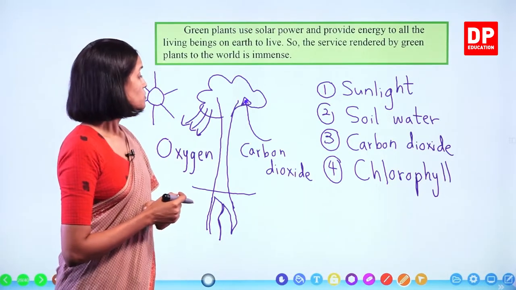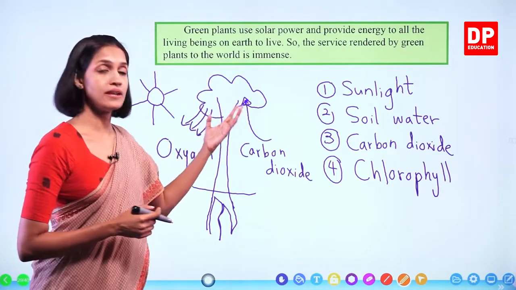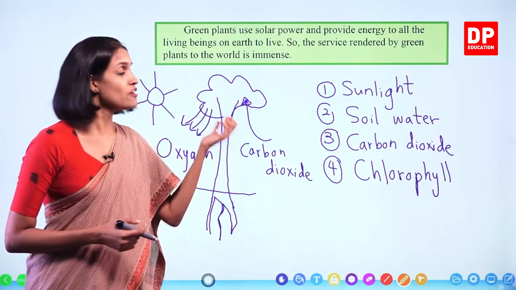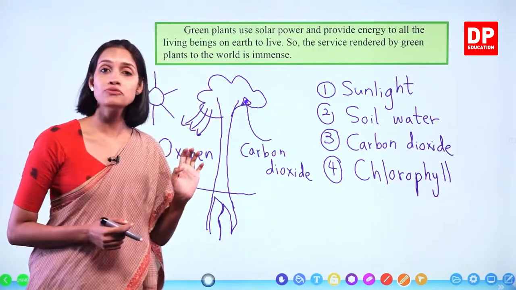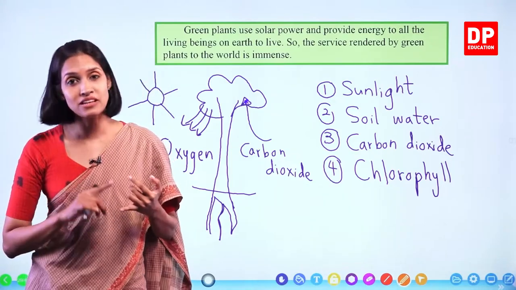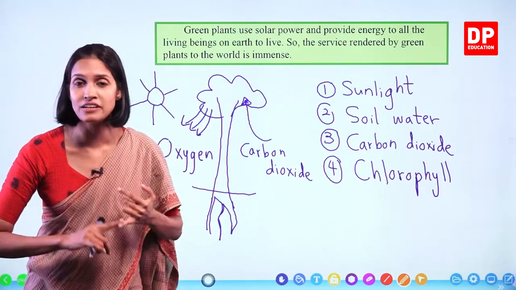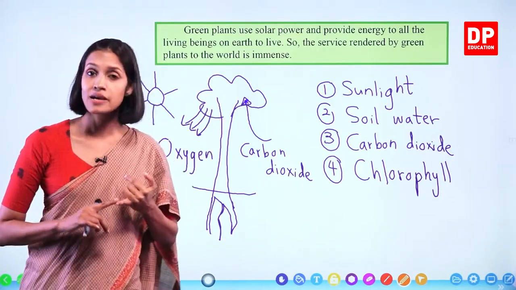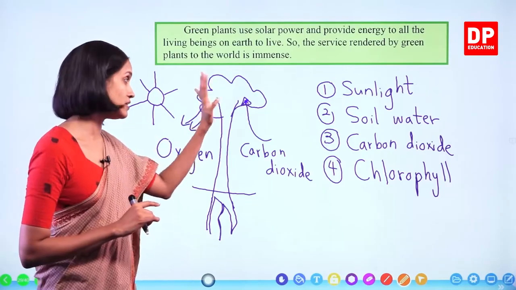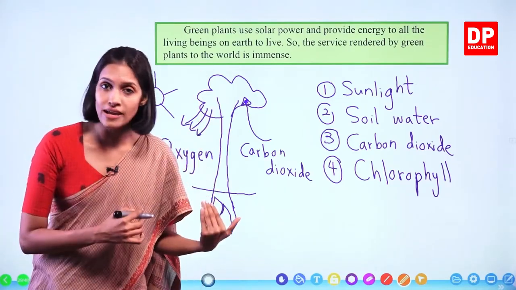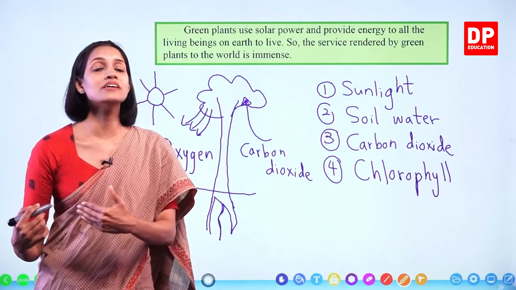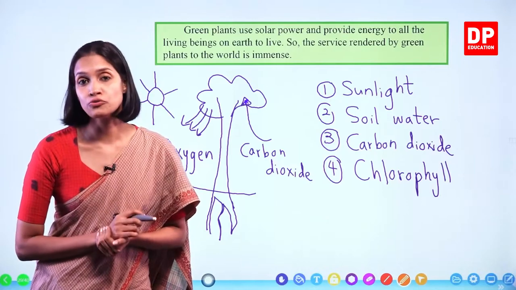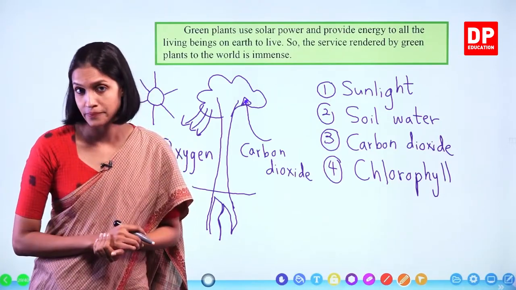Right, children? So how important the plants are? Number one, they produce their own food. Now what will happen if the plants cannot produce their own food? Can all the other living beings live, children? All the other animals will die if the plants cannot produce their own food by doing photosynthesis. Because we all know now, after learning about the food chains, all the animals directly or indirectly depend on plants. So if plants cannot produce their own food, all the animals ultimately die.